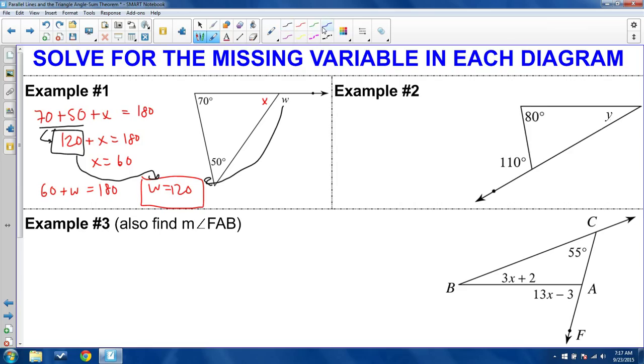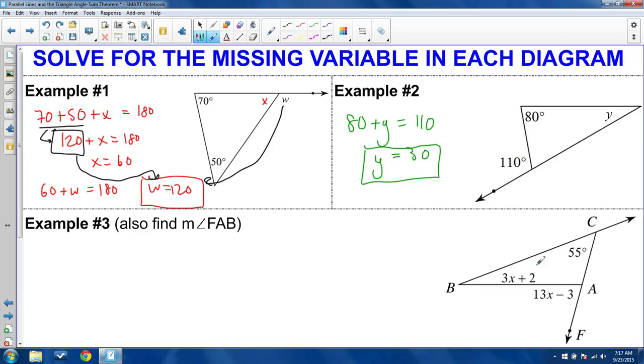Okay, example number 2, and this time you have one of the exterior angles, and then you're given one of the non-adjacent interior angles, and you have to find the other. So the idea is if you add 80 and y together, you're going to get 110 degrees. So let's find out what y is. You just subtract 80, y equals 30. So not a difficult problem, but this time you're not finding the exterior angle, you're given it.